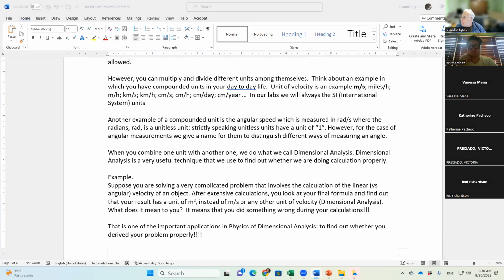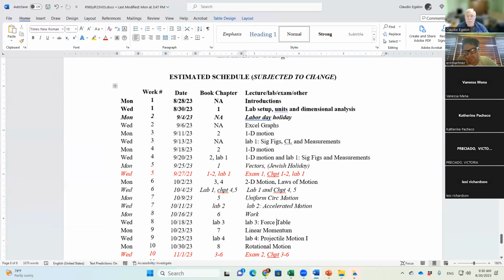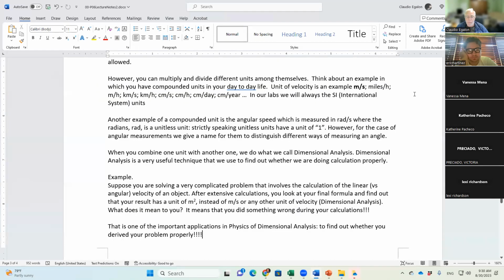And now what I want to do, let's see. We're doing dimensional analysis right now. How many students do we have? We still have 12 students here.